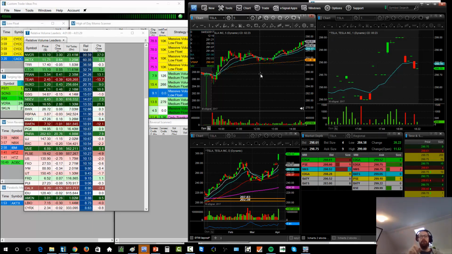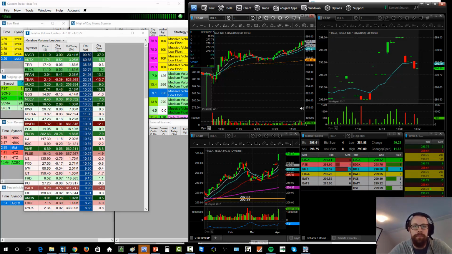If you can master one pattern, like for instance, the 1 minute micro pullback and the 5 minute bull flag, say those two patterns, you could be an extremely profitable trader. If you just trade the 5 minute bull flag, you'll be a very profitable trader, if you can be consistent, if you can trade the right type of stocks, and you can keep tight stops and manage your risk properly.